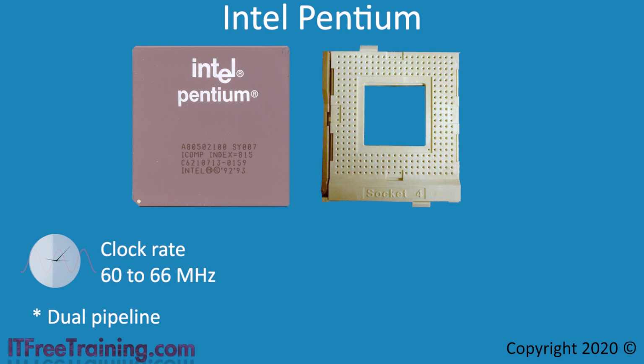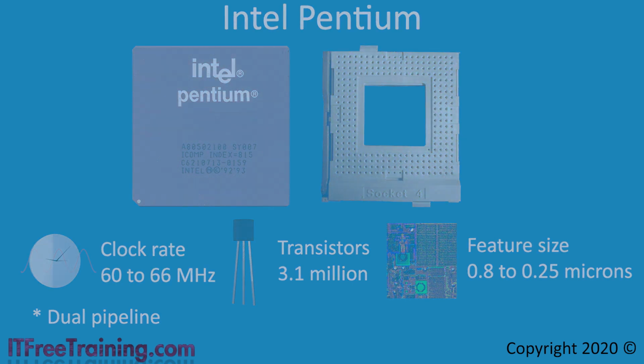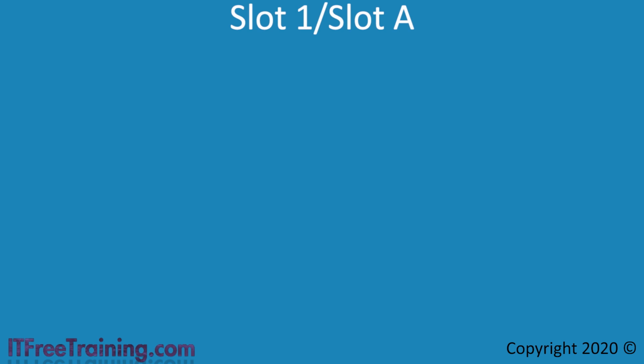The Pentium had 3.1 million transistors, an increase from the 1 million in the 486. The feature size was 0.8 to 0.25 microns. The Pentium became a brand name for Intel that still exists to this day. There were some more sockets after this for Intel, with some of these supporting AMD. However, the biggest change would come in 1997. In 1997, Intel changed the look and design of the CPU completely.